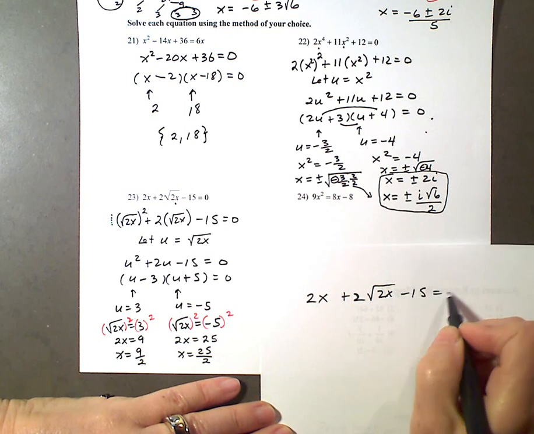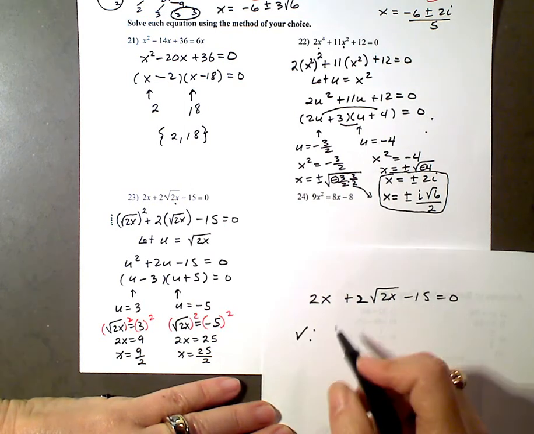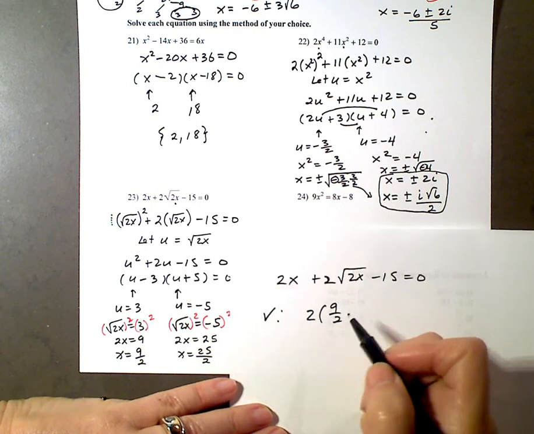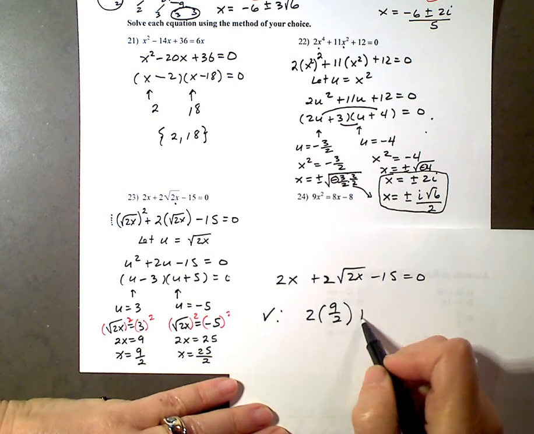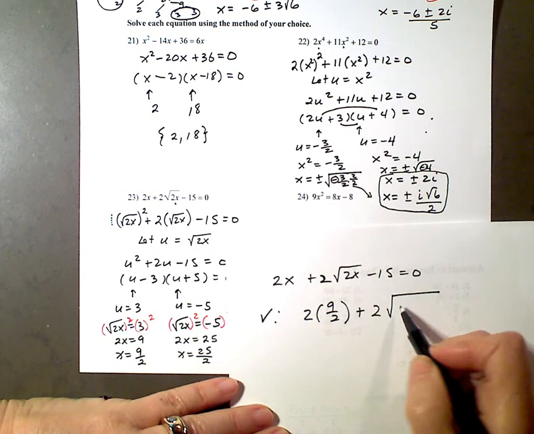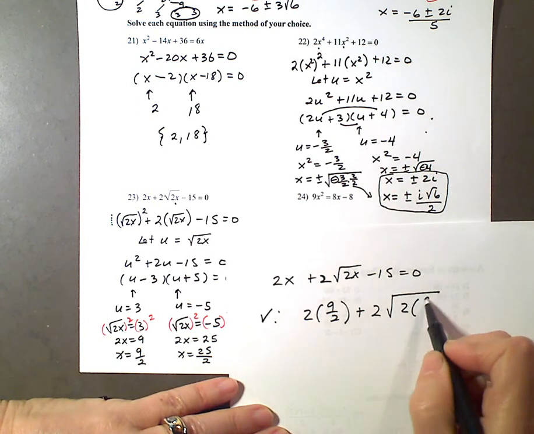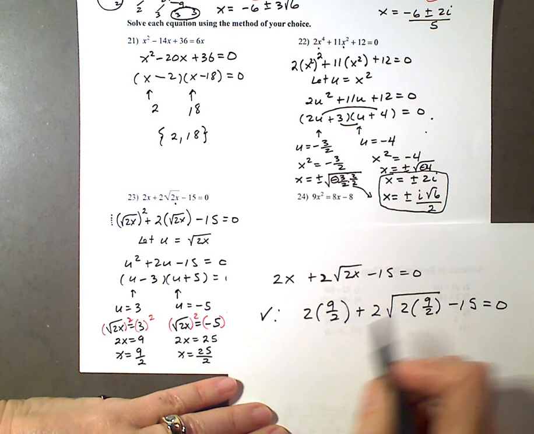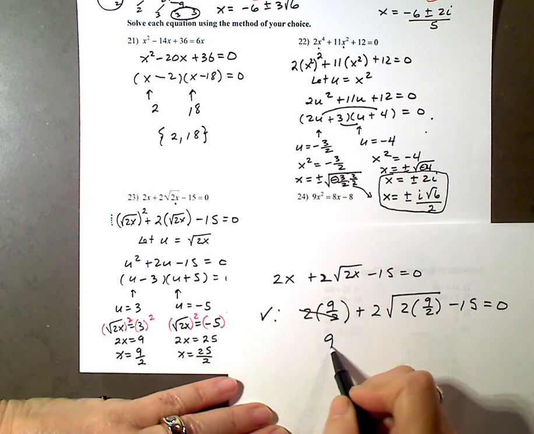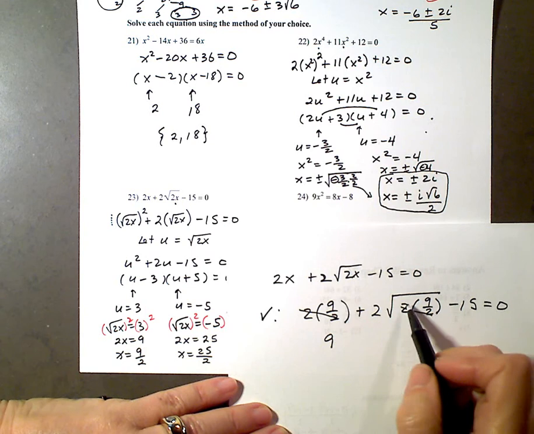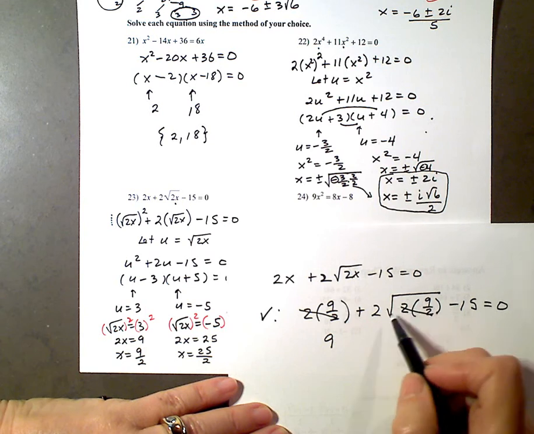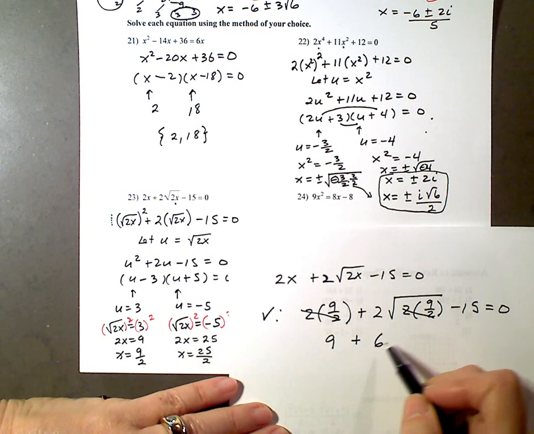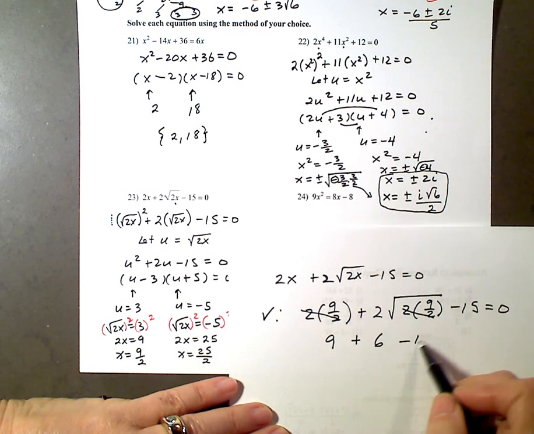Okay, so in the original equation, 2x plus 2 times the square root of 2x minus 15 equals 0. If I'm going to check it first with the 9 halves, I'll say 2 times 9 halves plus 2 times the square root of 2 times 9 halves minus 15 equals 0. So that cancels, so this is a 9. That cancels, so this is the square root of 9, which is a 3. So 2 times 3 is 6. So that's a 15 minus 15 equals 0.